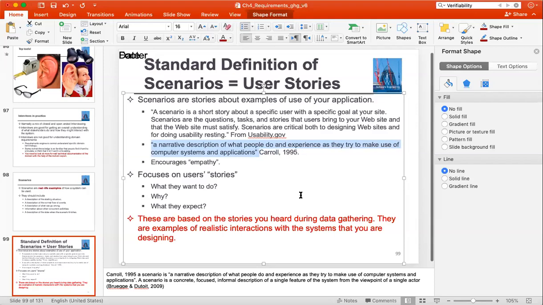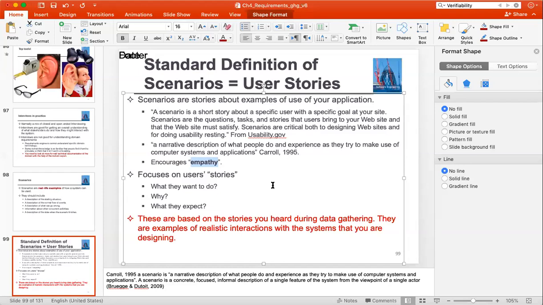One very important thing about scenarios or user stories is that they encourage empathy. What do you understand by empathy? Does anyone want to volunteer a definition or understanding of what empathy is? This highlighted word, empathy. Do you hear me, guys, properly? Yes. Empathy is like someone who has empathy.